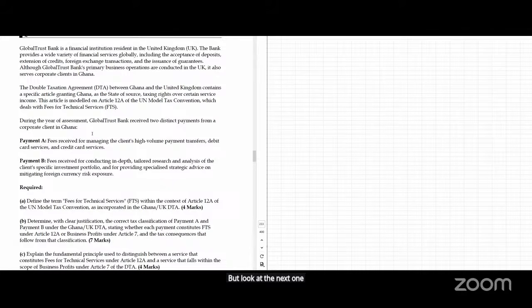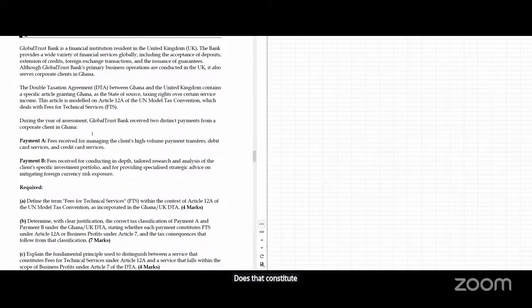Payment B, fees received for conducting in-depth, tailored research and analysis of the client-specific investment portfolio, for providing specific strategic advice on mitigating foreign currency exposure. Does that constitute fees for technical services? Yes. So that's all they're asking you. Define the term and declare which payment, A and payment B, which of them constitute fees for technical services or business profits, right? And the tax consequence.